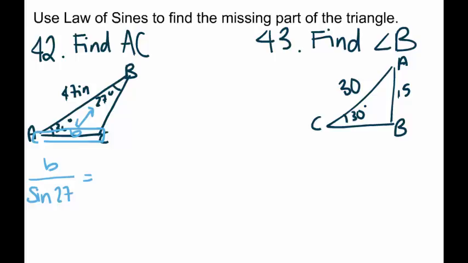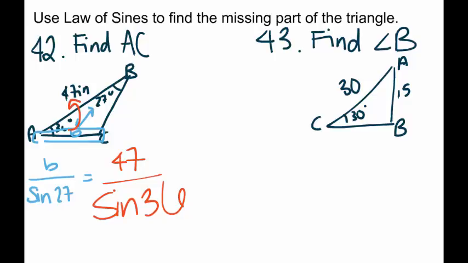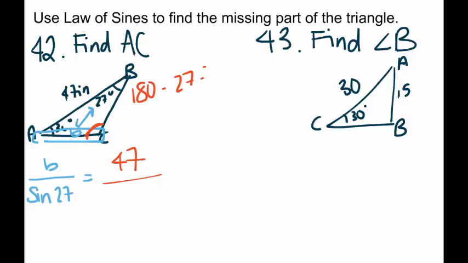I cannot do this. Don't write this down: 47 times sine of 36. They aren't right across from each other. They're next to each other. So I can't do this. I can use the 47, but I need to use the angle that is straight across from it, which we would have to find. You guys are awesome at doing that. 180 minus 27 minus 36. It looks like that angle should be about 117. That's how I'm going to have to set up this problem.